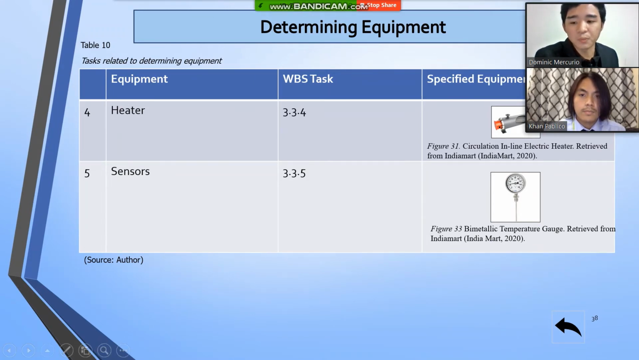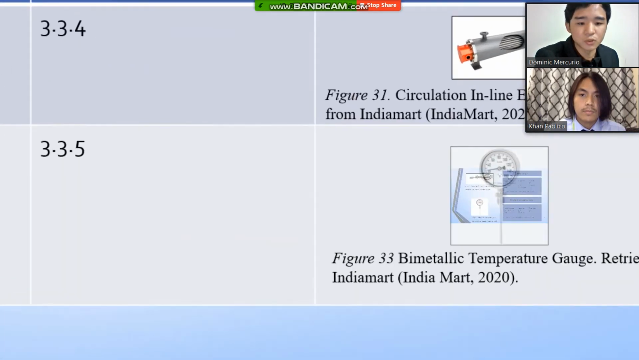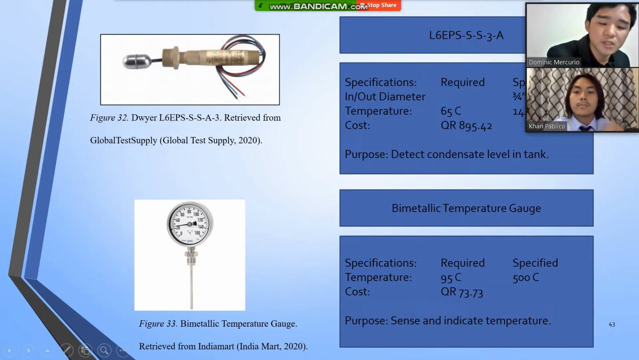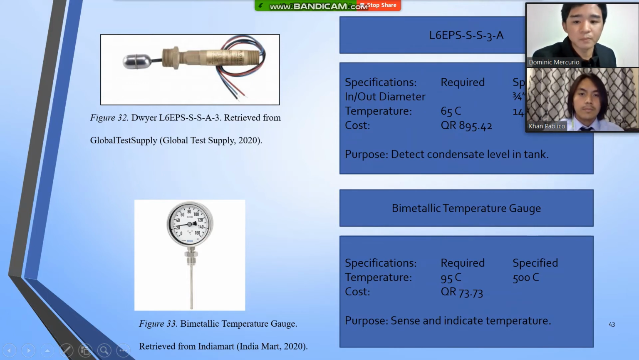The last equipment involves the sensors. There are two types of sensors required for the project. The first one is the level sensor. This will detect the condensate level in the tank, and it has a built-in controller which will be used in order to control the pump.